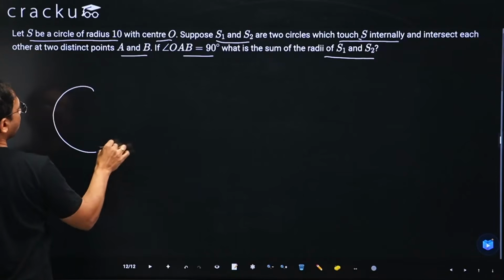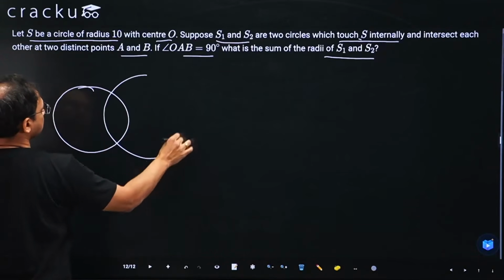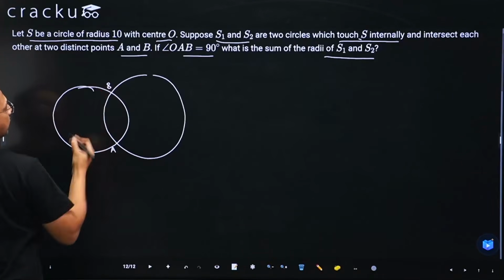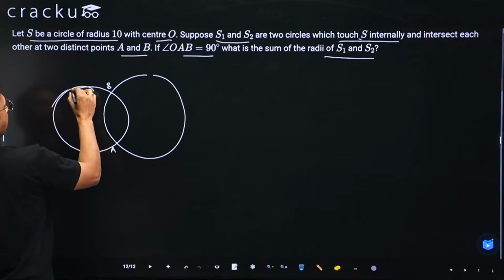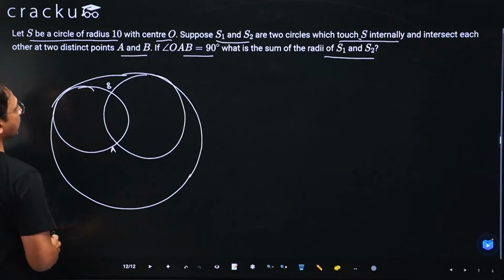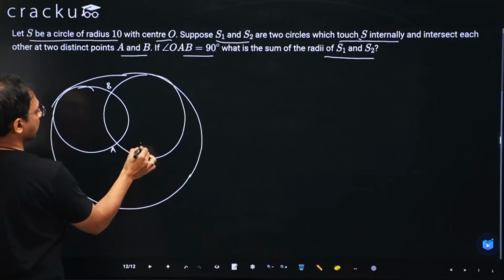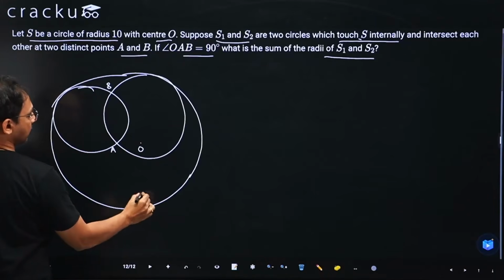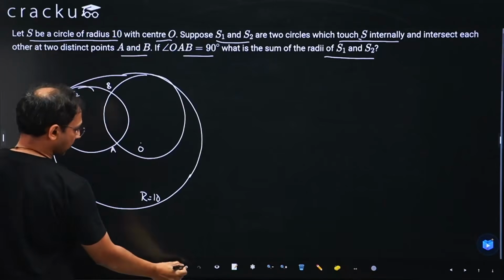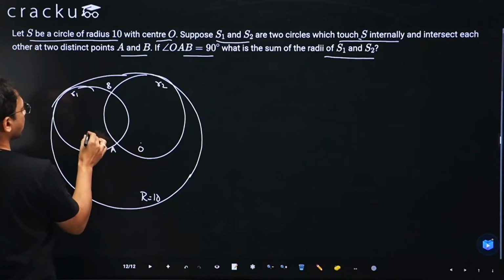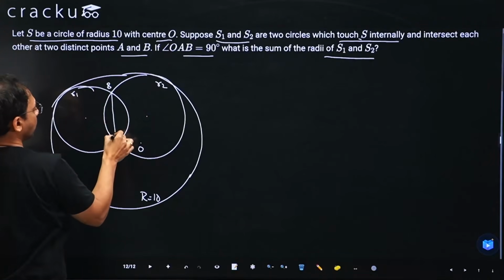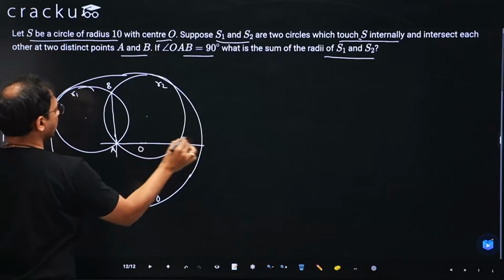Let us say S1 and S2 are like this. They are intersecting each other at A and B and they are touching the bigger circle internally. The bigger circle's center is O, let us say. Here the radius is 10. These two radii we don't know, so let's call them R1 and R2. Let's say these are the centers for these two circles. Now he has given angle OAB is 90 degrees.